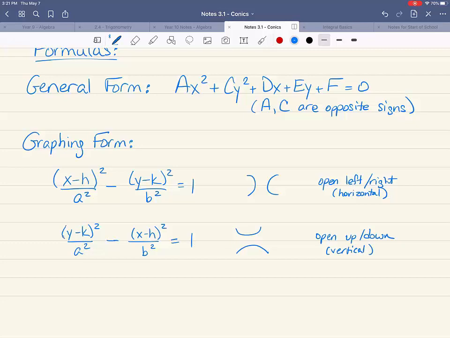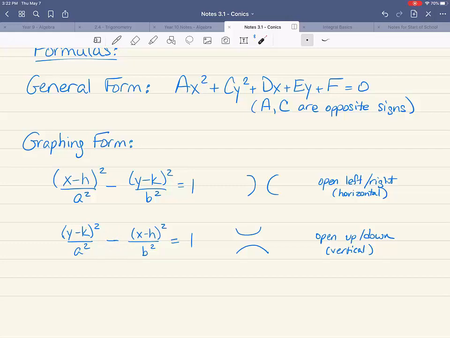Now, let's stop for a minute. If you go back and look at your ellipse formulas and just take a quick assessment, what are the differences between this one and the ellipse one? The number one difference is the fact that this one says minus. If it says minus, it's a hyperbola. If it says plus, it's an ellipse. That's the number one difference between the two formulas.